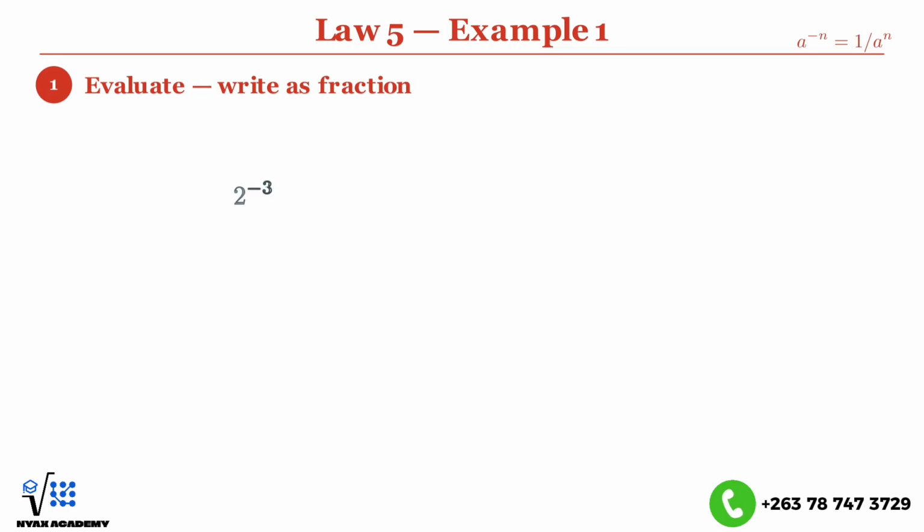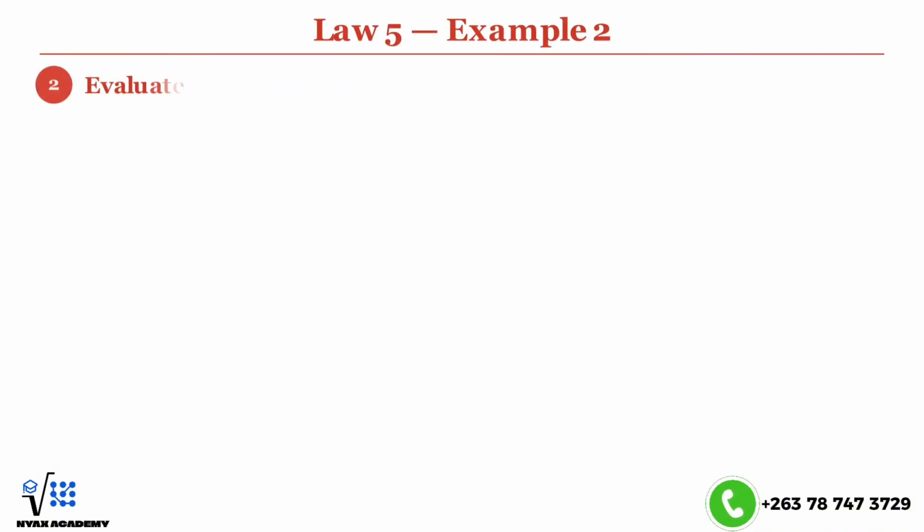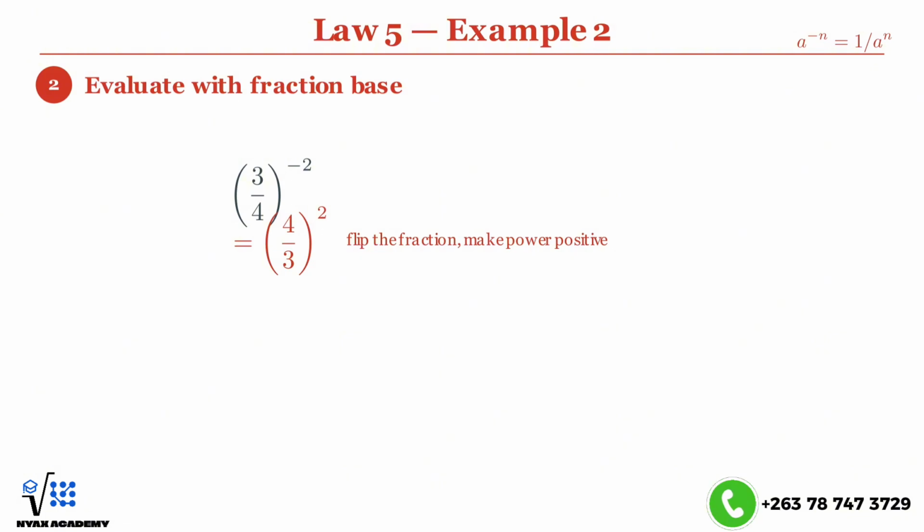Let's evaluate 2 exponent negative 3. We write this as 1 over 2 cubed to 1 over 8. Let's evaluate with a fraction base. We are given 3 over 4 to the power of negative 2. Pakadai, we flip our fraction and our power becomes positive. Then we square everything, bracket the numerator and the denominator part. 4 squared to 16, 3 squared to 9, resulting in 16 over 9.